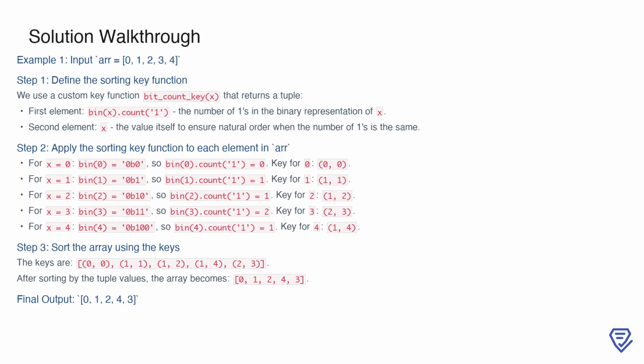This process is repeated for all the elements, and the resulting keys are 0, 0, 1, 1, 1, 2, 2, 3, 1, 4. Once we have the keys, the array is sorted based on these tuples. The final sorted array is 0, 1, 2, 4, 3, which is the desired output.